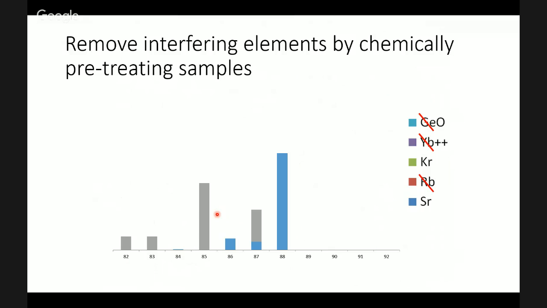And the first thing we can do is some chemistry on our sample. So we dissolve our sample, and then we chemically remove all of the elements that are not strontium from our sample, and that should hopefully remove these mass interferences.